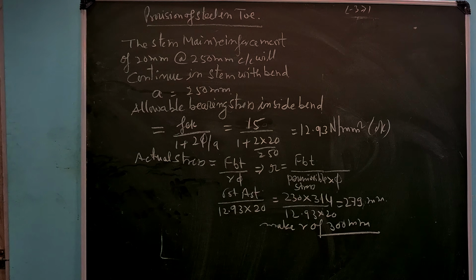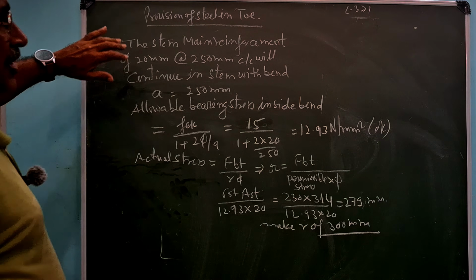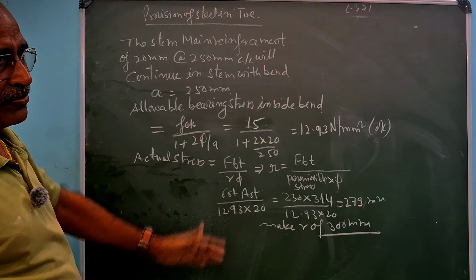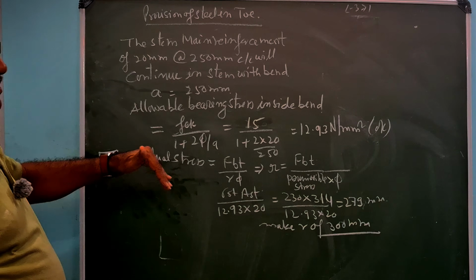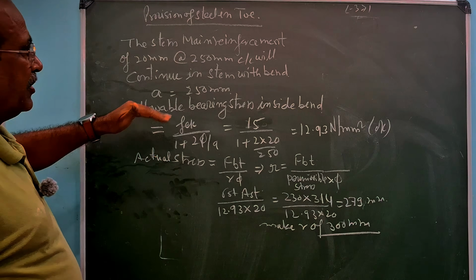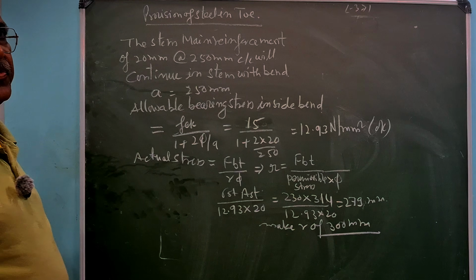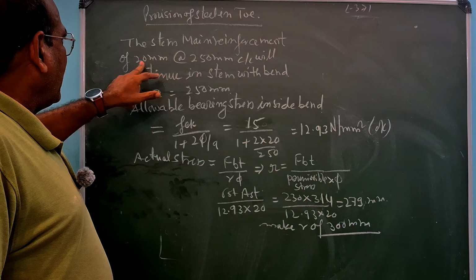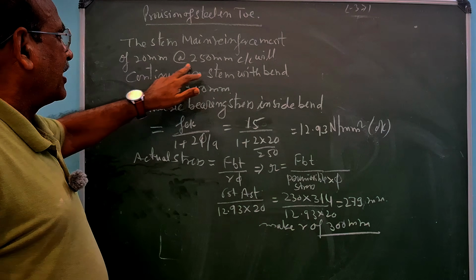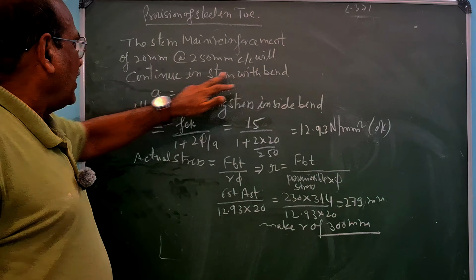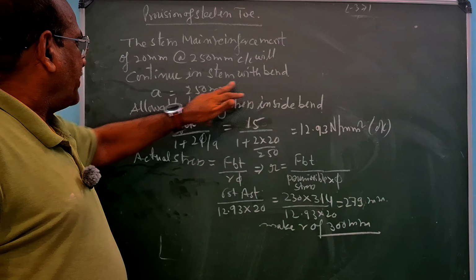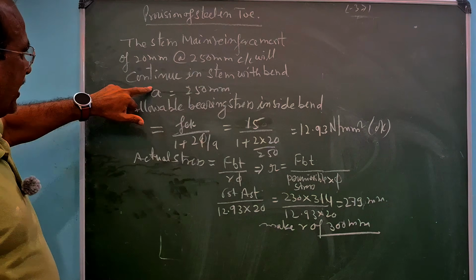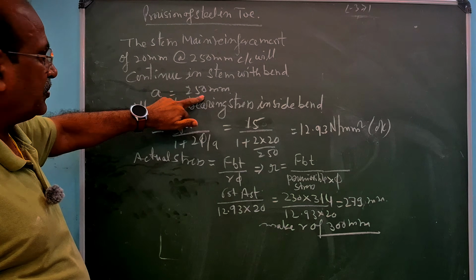Further provision of steel in toe. So what will happen? The main reinforcement is coming from this stem, that is bent. That will be bent to provide the reinforcement for toe. So the stem main reinforcement of 20 mm, suppose we have taken at rate 250 mm center, will continue in stem with bend and straight. So bend, here bend A is your spacing 250 mm center.